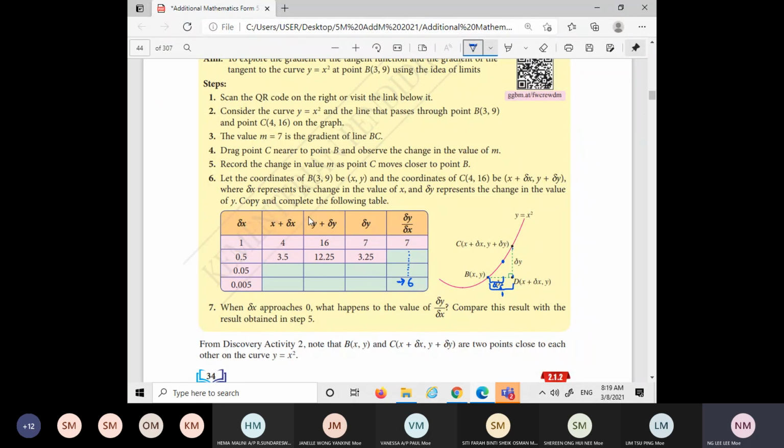So this one I don't want to do. By using the software, you can see del y over del x is very close to 6. Remember this value, very close to 6. After this we will prove that it is 6. From discovery activity 2, note that point B and point C are two points close to each other on the curve. We go to the next page.